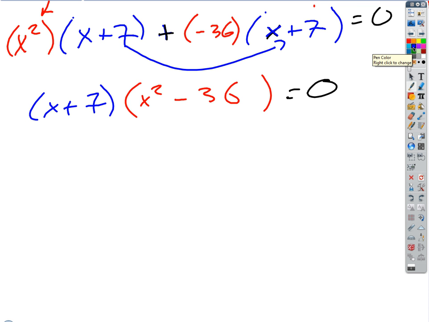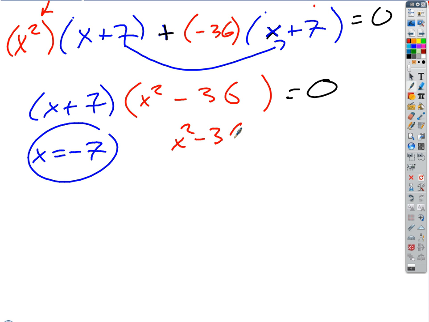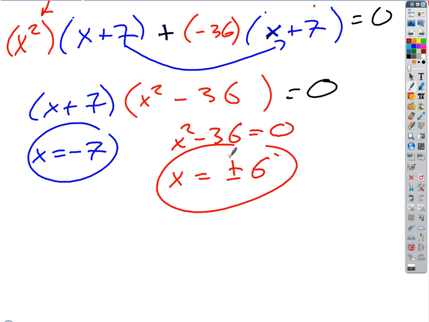X plus 7 equals 0. I just subtract 7 from both sides. There's one of my zeros. Okay, what about the red factor? If I set that one equal to 0, what are the two steps to get the x by itself? Add 36, square root. So x equals plus or minus 6. So I get 3 zeros: negative 7, negative 6, and 6. Just separate them with commas. Right?